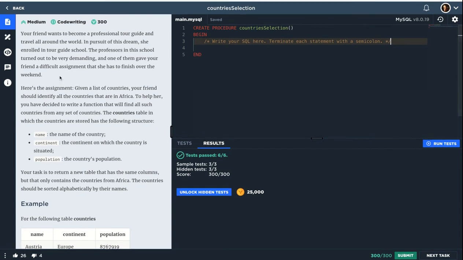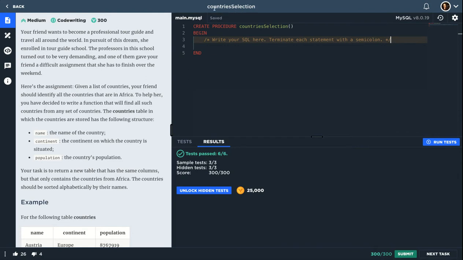Hey, what's up? So this question is a SQL question called countries selection. Your friend wants to become a professional tour guide and travel all around the world in pursuit of this dream. She enrolled in a tour guide school. The professors in this school turned out to be very demanding, and one of them gave your friend a difficult assignment that she has to finish over the weekend.